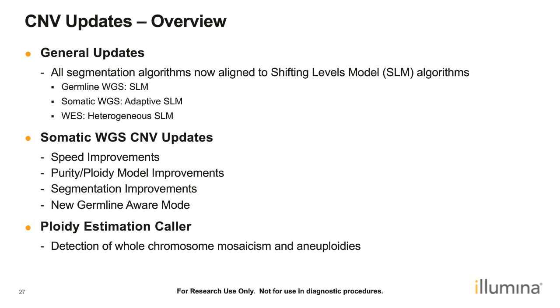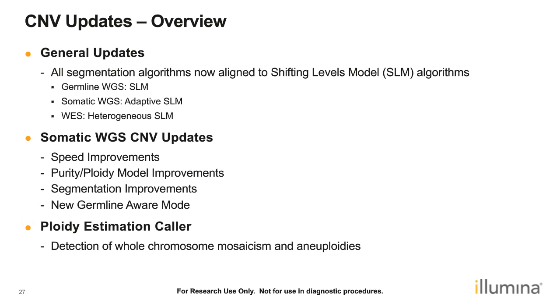It was difficult to update. It had many challenges to maintain it well and to keep the quality of the algorithm. So while we understand that the FPOP had high sensitivity, that also came at a cost where the false positive rate was very, very high on that one. So what we have done is we have kind of centralized everything around the SLM segmentation algorithm, and we're using an adaptive SLM for somatic samples and a heterogeneous SLM for the exomes.